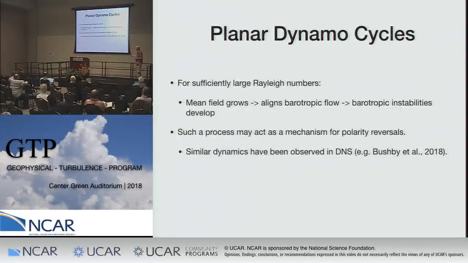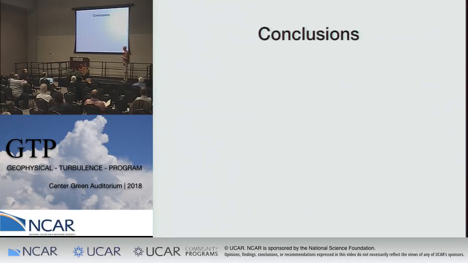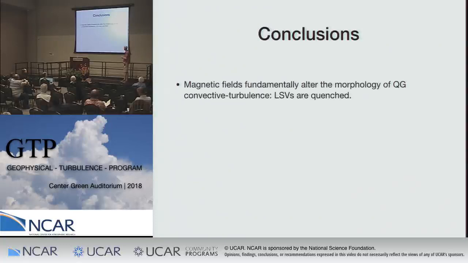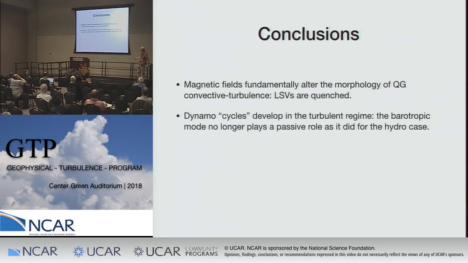So what we're finding is, if you can drive this flow strongly enough, we see a mean field that grows. It aligns the barotropic flow. This barotropic flow develops instabilities, and this leads to a net decay of the mean magnetic field. To wrap up, what we found from these asymptotic models is that magnetic fields, even very weak magnetic fields, have a fundamental influence on the convective dynamics. And we can suppress these LSVs entirely.